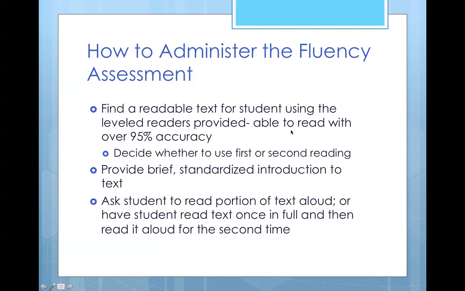How to administer the fluency assessment. First, find a readable text for the student, one that he or she can read with over 95% accuracy. Then decide whether to use the first reading or the second reading. Provide a brief standardized introduction to the text. Ask the student to read a significant portion of the text aloud, or you may have the student read the text once in full and then read it aloud for the second time.